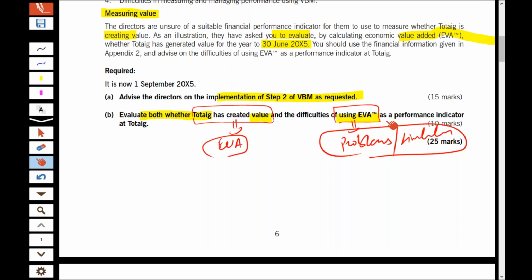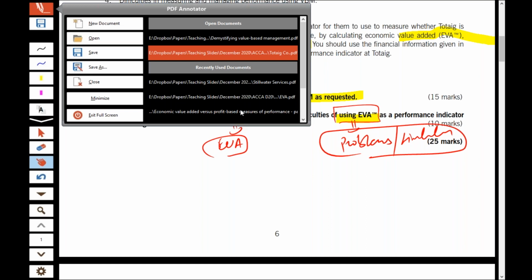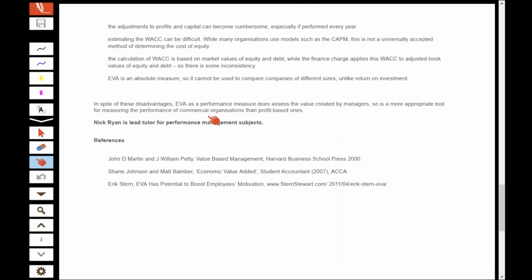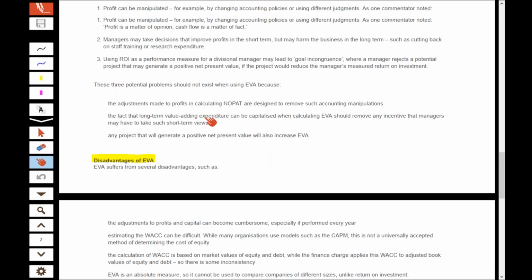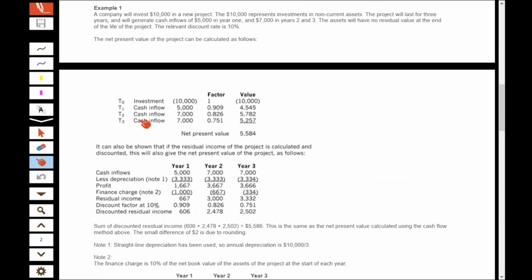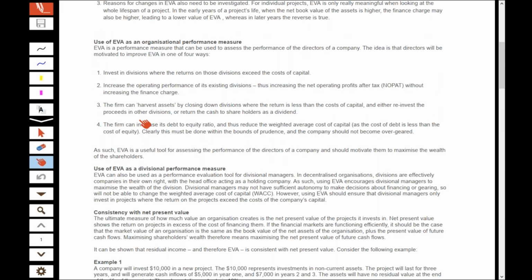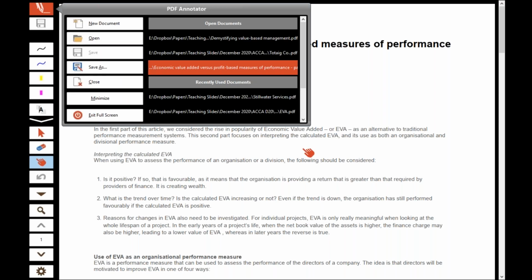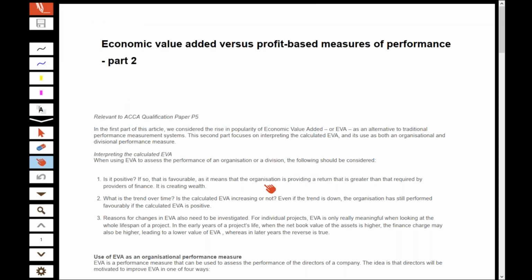The difficulties of using EVA as a performance indicator, I'm not going to spend time on it. It's a theoretical aspect. It's available in the technical article that I shared with you a while ago. So you can get access to it over there also. I don't think that I need to go through it because it's there, like the problems, the challenges, etc. I'm not going to go through it, because it's going to end up taking a lot of our time.